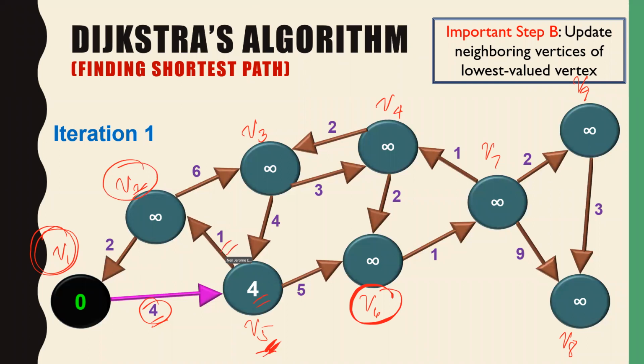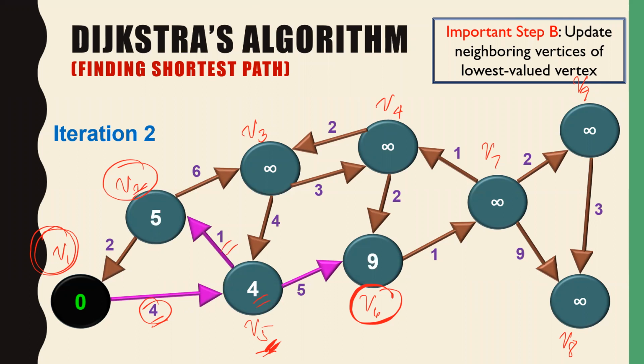So at this point, I know that to reach V2 via the path from vertex 1, vertex 5 to vertex 2, kailangan ko ng 5 units. So ililabel ko ngayon si V2 by 5. And similarly, I will label V6 by what? By 9. Kasi 9 units na yung kailangan kong gastusin para makarating mula kay V1 hanggang kay V6 via the path vertex 1, vertex 5, then vertex 6. So that would be the next part of the algorithm.